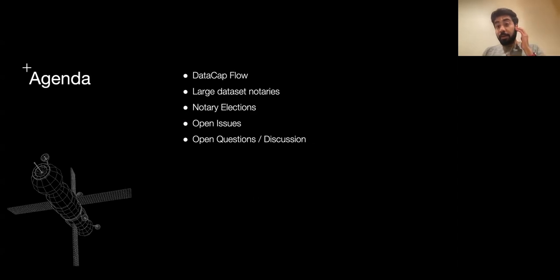So things that I want to talk about this time. We'll do a quick DataCap flow overview and delta from the last time we talked. This has become sort of a fixture in our biweekly calls, as we see the progress that we're making as a community. Then let's talk about support for large data set notaries and notary elections. And then we'll definitely keep some time for open issues and discussion, if there are any topics that people would like to flag.